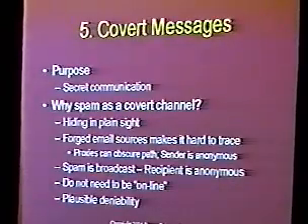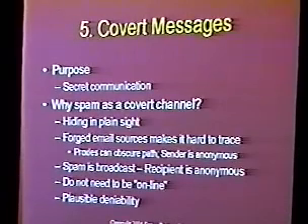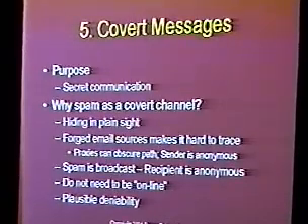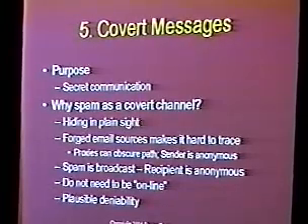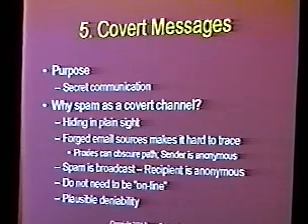And that leaves us with the final group, or the final category, covert messages. So the purpose of a covert message is to have a secret communication. So you think, if I'm going to have a secret communication, why would I do it over spam? Well, there's actually a whole bunch of really good reasons. First and foremost, it is hiding in plain sight. Every person in this room has been trained to receive spam and delete it without ever opening it. And if you don't open it, if you don't read it, you won't see the hidden message.